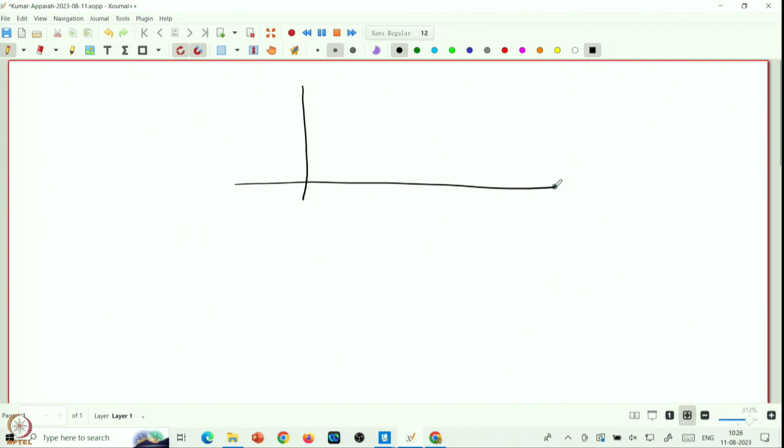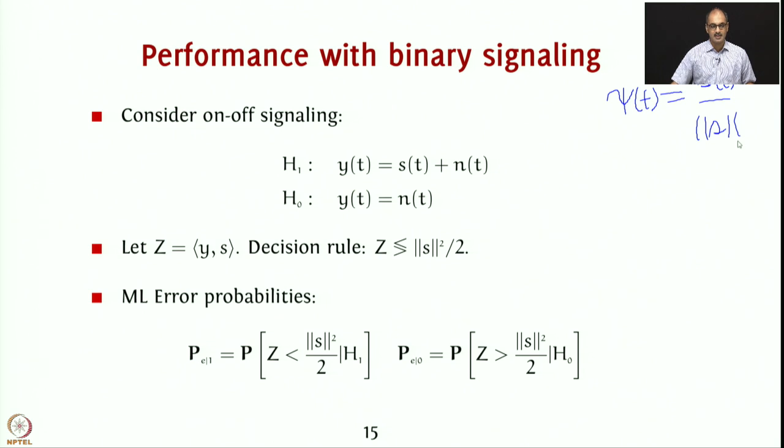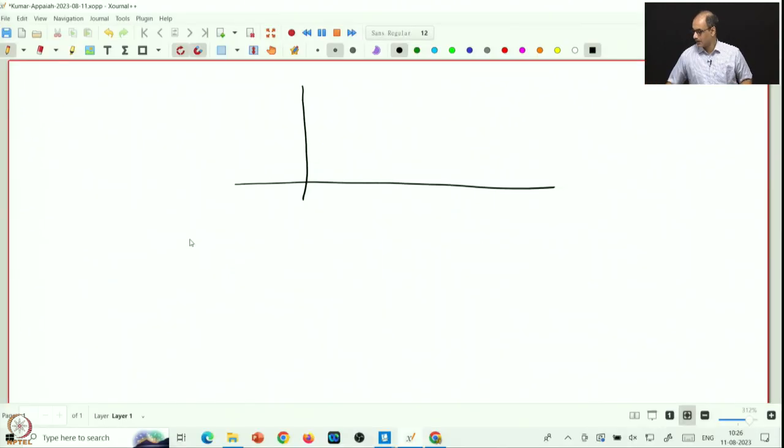Let us sketch the probability density functions of y under the hypothesis H0 and under the hypothesis H1. Under H0, nothing is sent, only noise is received. Under H1, S of t is sent plus noise is added, and that is what is received. These are projected onto, if you check what we did, just the inner product <Y, S>. So you're just going to take the inner product with S. We're going to start with that picture.